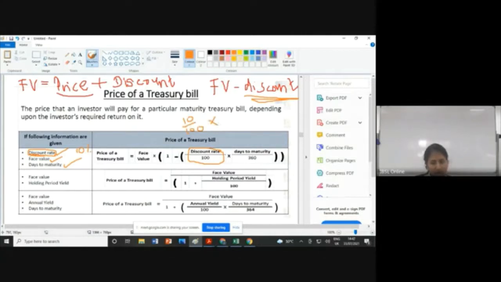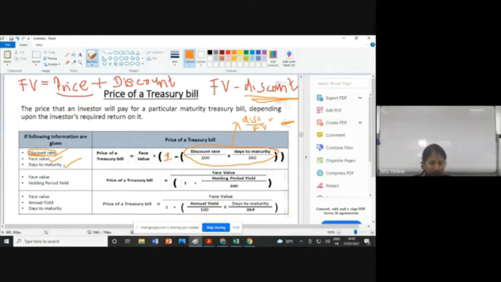I first annualized it and turned it into 1 year. Now I have to reverse that, which means 360 goes in the denominator and days to maturity goes in the numerator. When I reverse that, I get the discount for that holding period, as a percentage. By doing this entire exercise, I would get discount divided by face value, that particular ratio.